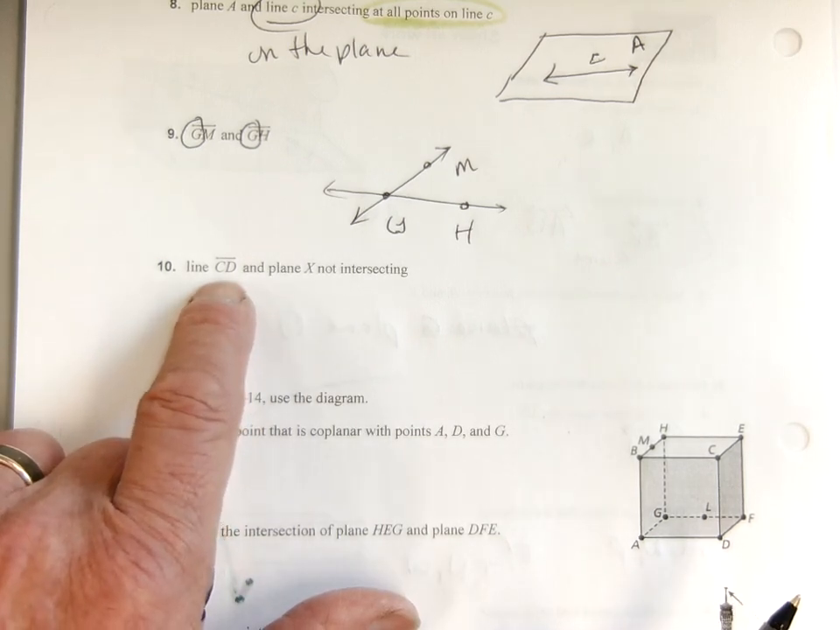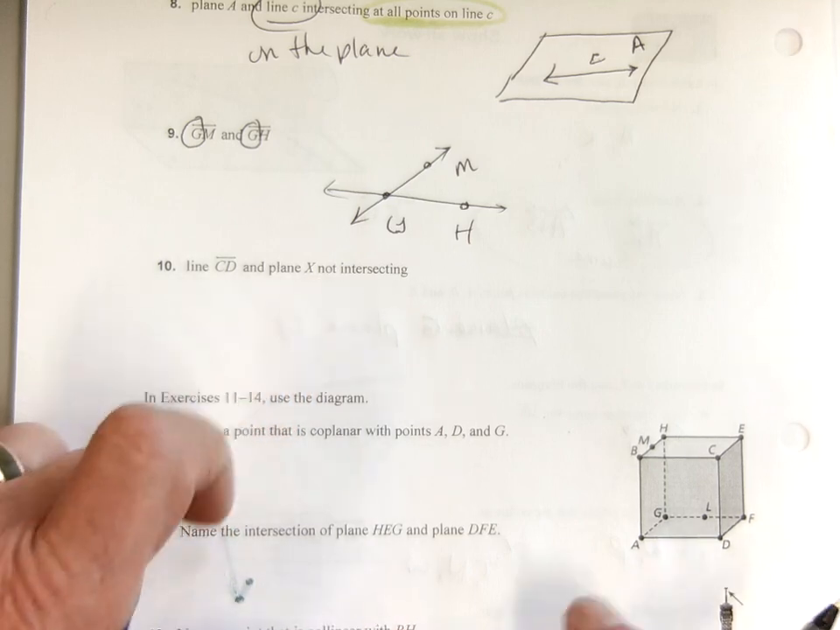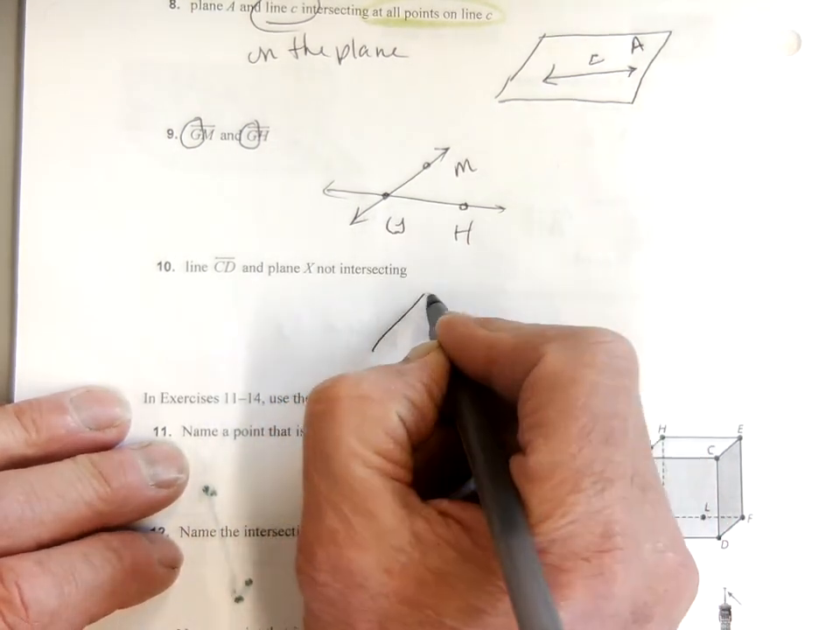Okay, line CD and plane X not intersecting. This one's a little bit harder to draw, but I think I can do it. First of all, let me draw this plane.